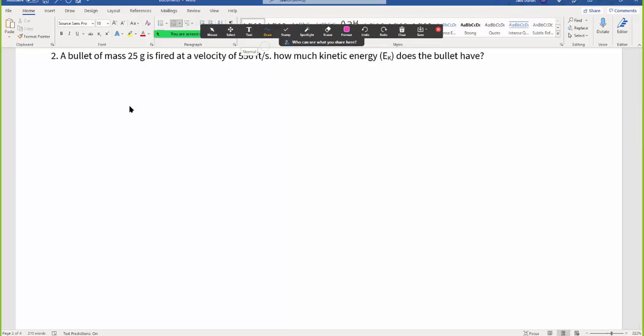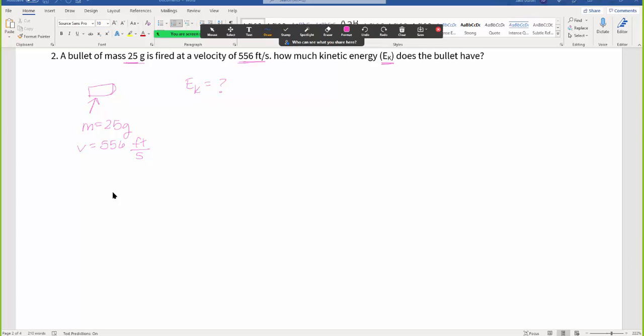All right, so we have a bullet with a mass of 25 grams. It's fired at a velocity of 556 feet per second. And we want to figure out what is its kinetic energy. All right, so we have a bullet. I'll do a little bullet here. We know that the mass is 25 grams. We know that the velocity is 556 feet per second. And what we're trying to figure out is the kinetic energy.